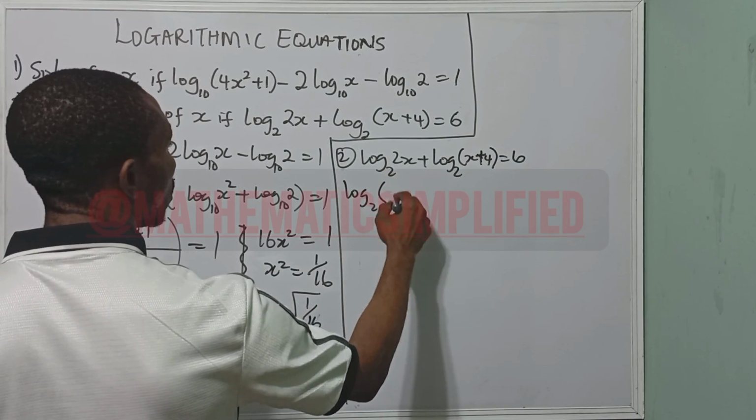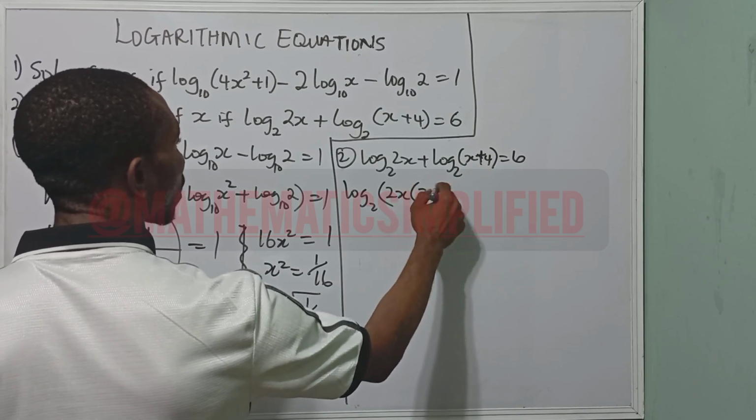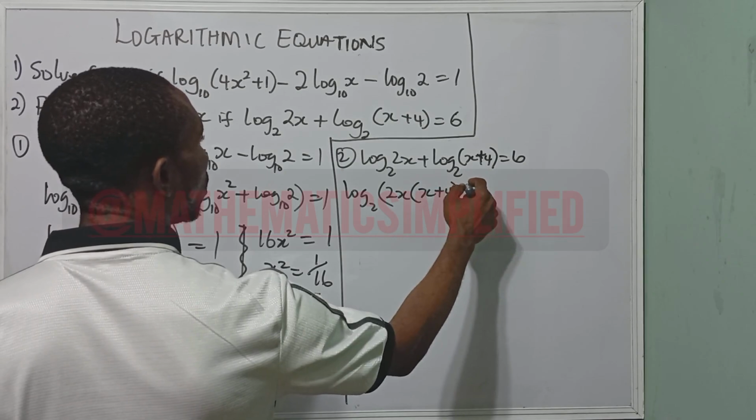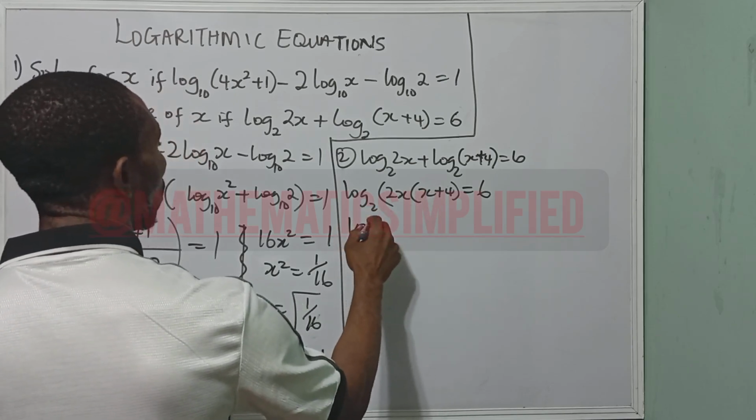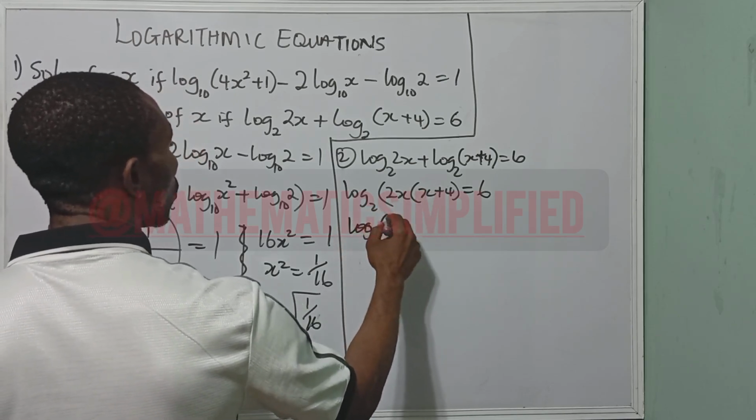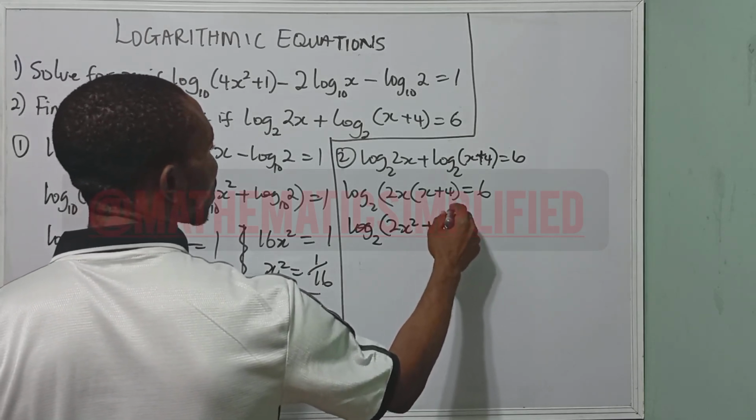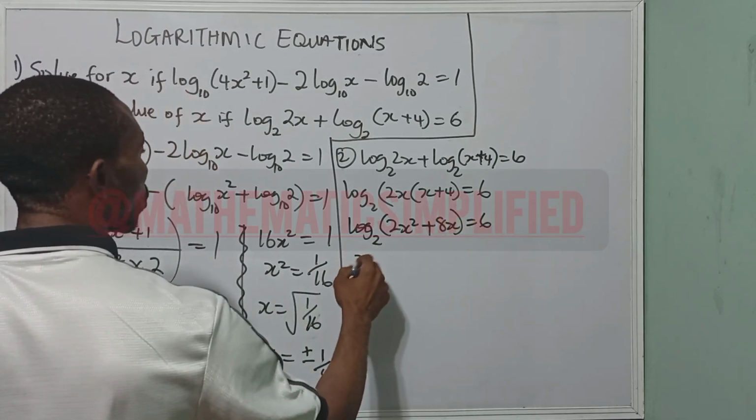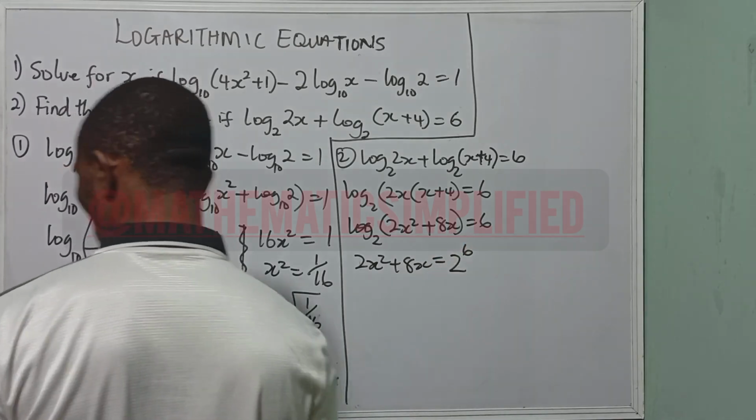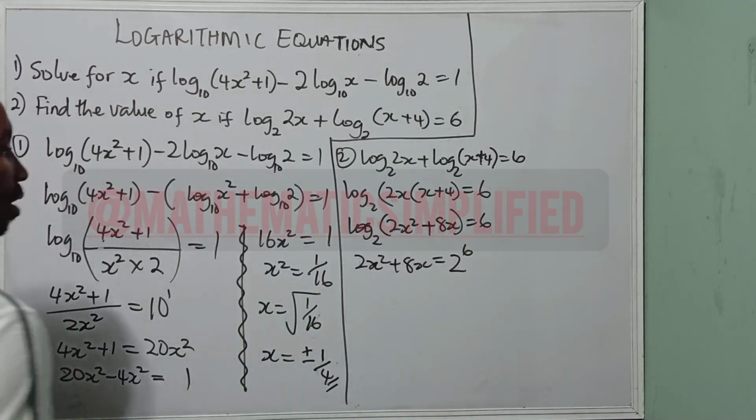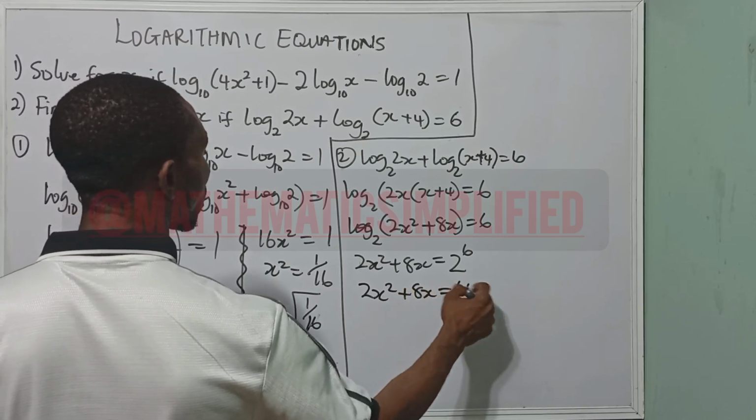Since they have a common base, log base 2 of 2x times (x plus 4) equals 6. Now 2 times this will give us log base 2 of (2x squared plus 8x) equals 6. Now this will be 2x squared plus 8x equals 2 raised to power 6, and 2 raised to power 6 will give us 64. So this will be 2x squared plus 8x equals 64.